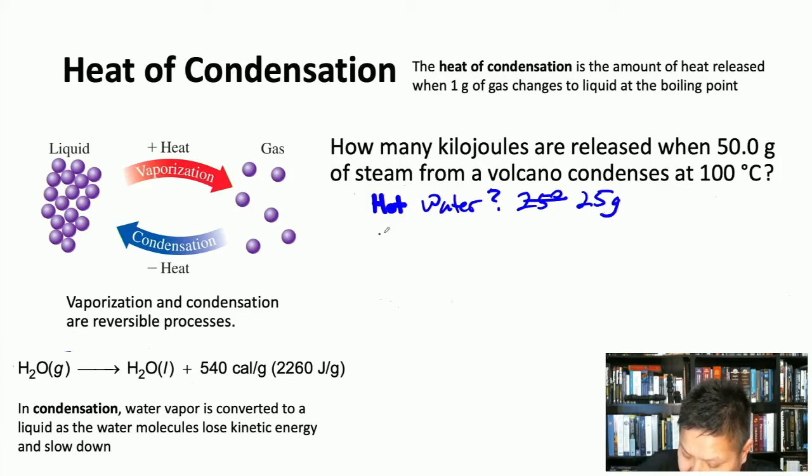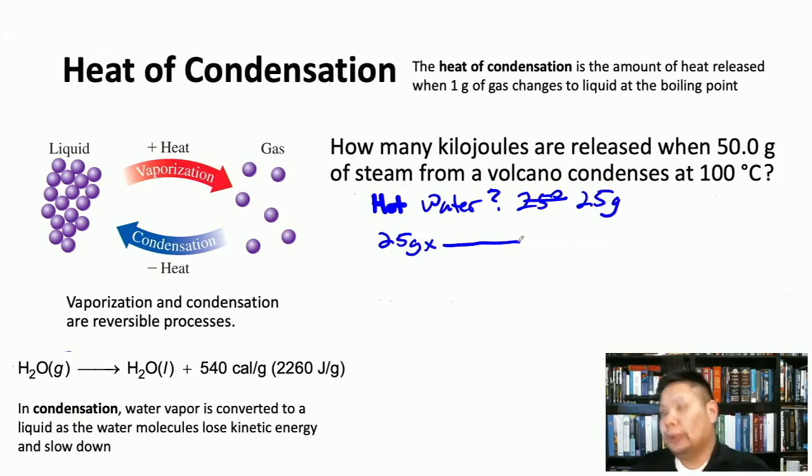So we have 25 grams of hot water. We multiply that by the change in temperature, right? So you're going from 100 degrees, which is hot water, and it's got to cool down to release heat. That's how you get burned, right? And so we're cooling down to my body temperature, which is 37 degrees Celsius. Remember that from the previous slides, right?